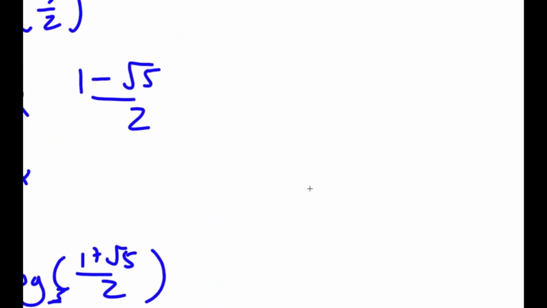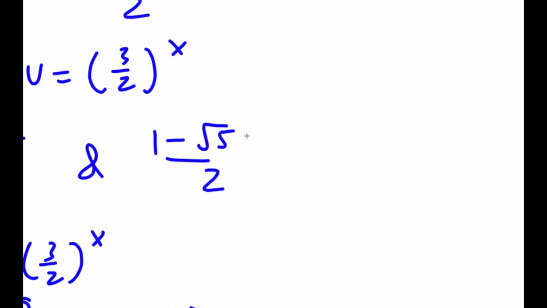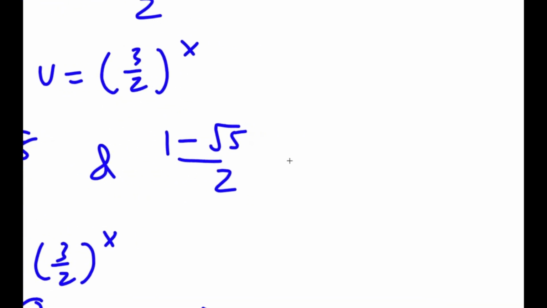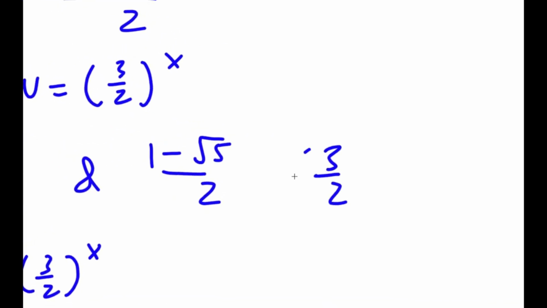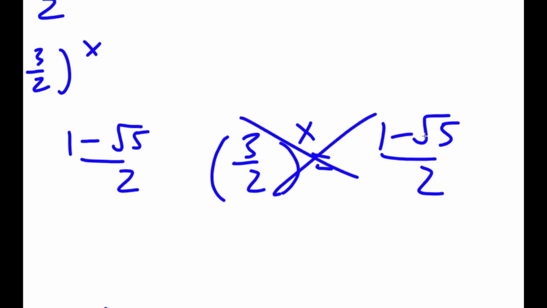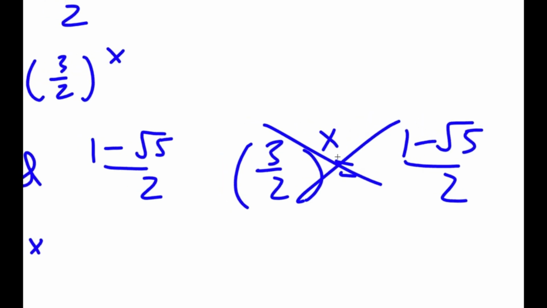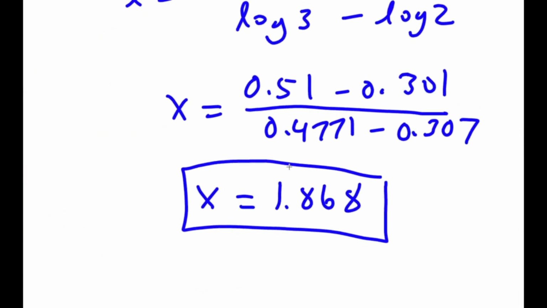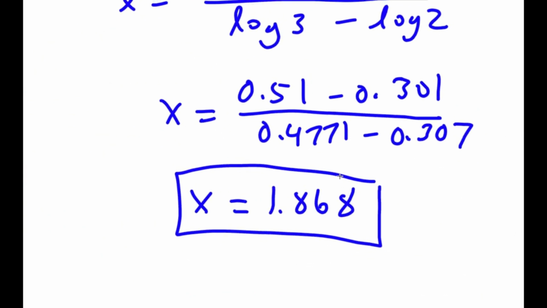Now we have to take a look at our second equation, which is (1 − √5)/2. Now if (3/2)^x is equal to (1 − √5)/2, well, this is actually not possible, because 1 minus √5 is going to be a negative number, and you can't take the power of a positive number and make it a negative number. So this has no solution, and our only solution is x equals 1.868.